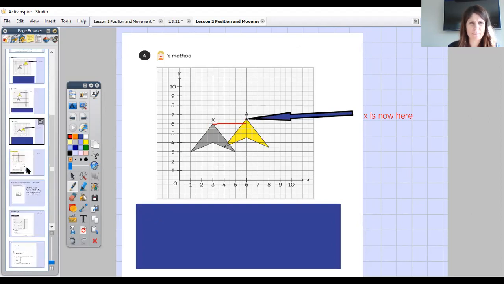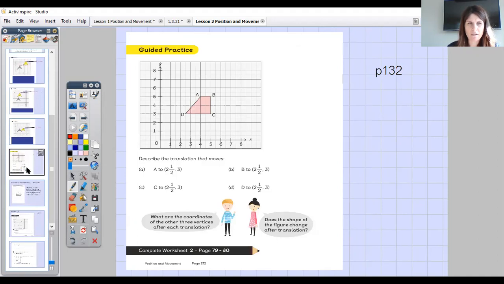Okay, so today, what I would like you to do is start off doing your guided practice. So it says, describe the translation that moves A to 2.5, 3. So here's A, and I need to get it to 2.5. So there's 2.5, 3. Okay, so actually, don't worry about the fact that there's a vertex there already. That's where I'm moving it to. A needs to go to 2.5, 3, which is here.